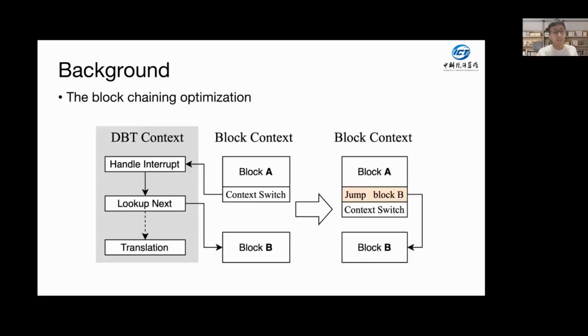Here is a basic optimization, block chaining. In this example, block A ends with a guest instruction, which is a direct jump. After executing block A, the translator will look up the next block to execute. Once block B is generated, we can modify the host instruction inside block A to make it directly jump to block B. Then the context switch and the lookup will no longer be needed.